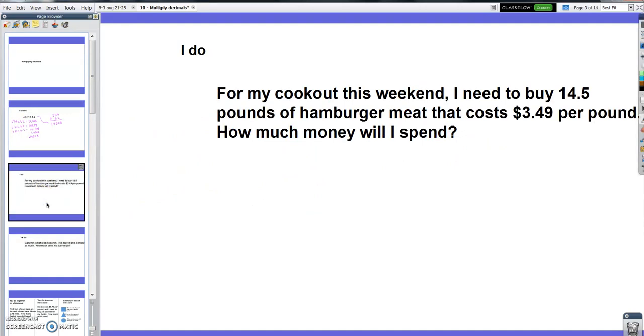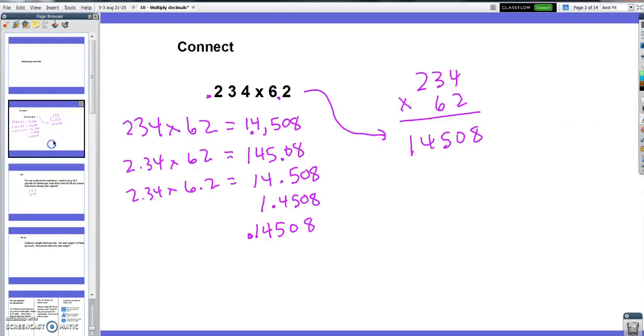So let's try this one. For my cookout this weekend, I need to buy 14 and 5 tenths pounds of hamburger meat. That costs $3.49 a pound. How much money am I going to spend? Remember, based on that last question, even though these numbers have decimals in them, I know the digits in the answer are going to be the same digits as if I just ignore the decimal. If I go back here, I just multiplied these and got 14,508. Then all I would have to do is find out where the decimal goes.